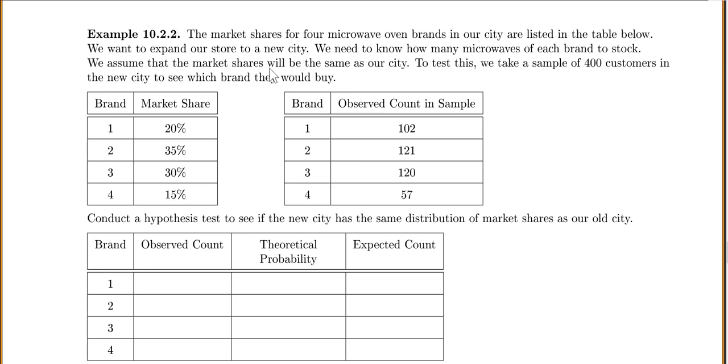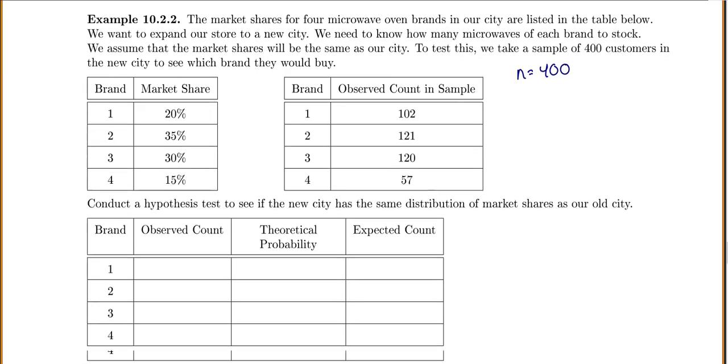We want to know how many microwaves. To test this, we take a sample of 400 customers in the new city to see which brand they would buy. So that tells me n equals 400. These are our observed counts. These are our theoretical percentages. We want to conduct a new test to see if the new city has the same distribution as the old city or if it's going to be something different.